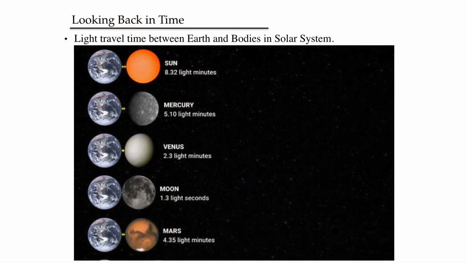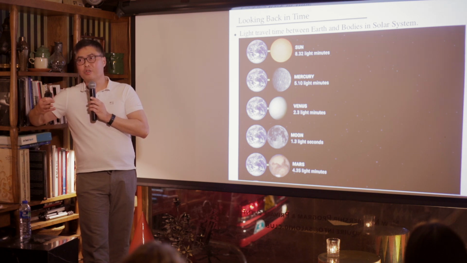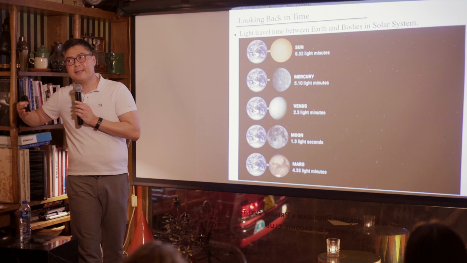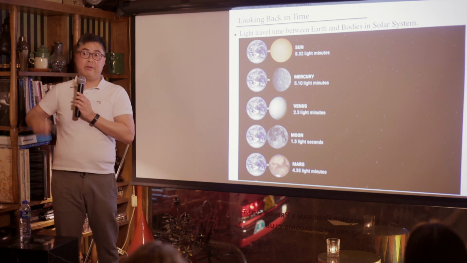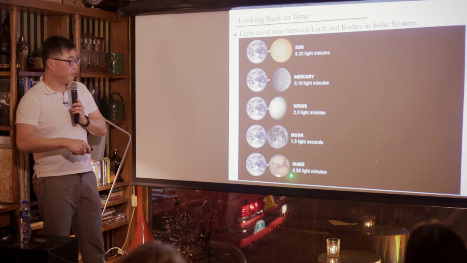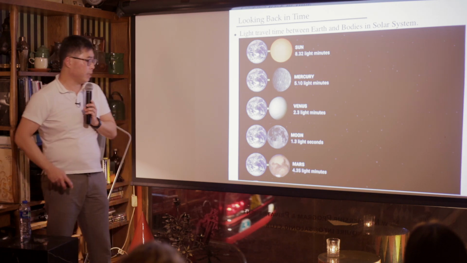Venus is closer to the Earth, so it only takes 2 minutes. The Moon, of course, is very close, only takes a second or so. For those of you who've seen videos of the Apollo mission to the moon, you would have noticed that the astronauts take a little bit of time to reply. That's because of this lag of 1 second for radio communications to get to the moon and then back from the moon again.